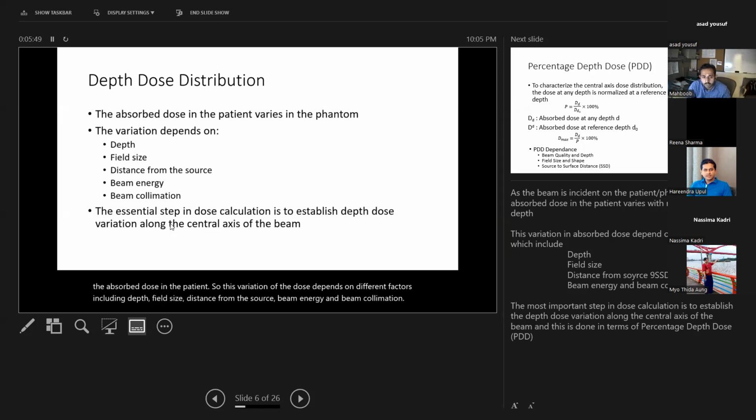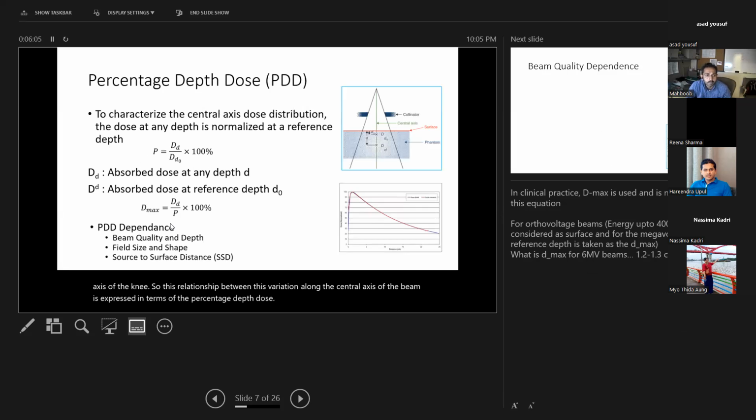The essential step in dose calculation is to establish the depth dose variation along the central axis of the beam. This variation along the central axis of the beam is expressed in terms of the percentage depth dose. Commonly, this is called PDD, or just represented by P. This is basically the ratio of the dose at any depth in the phantom divided by the dose at a reference depth, and it is expressed as a percentage.